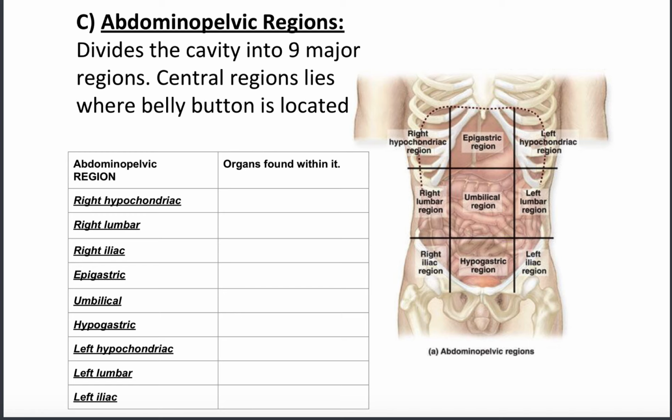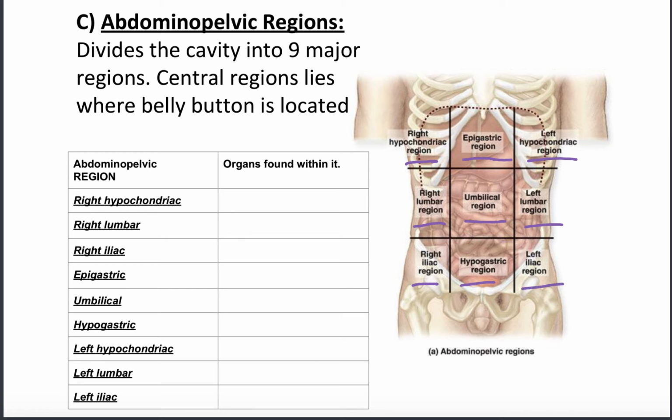Okay, so our 9 regions are the right hypochondriac region, the epigastric region, the left hypochondriac region, the right lumbar region, the umbilical region, the left lumbar region, the right iliac region, the hypogastric region, and the left iliac region.